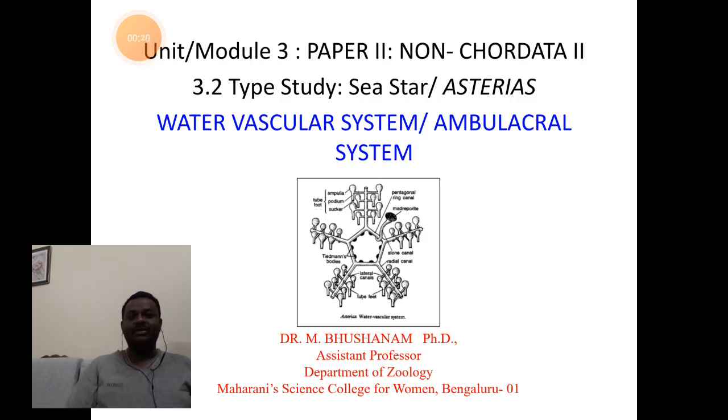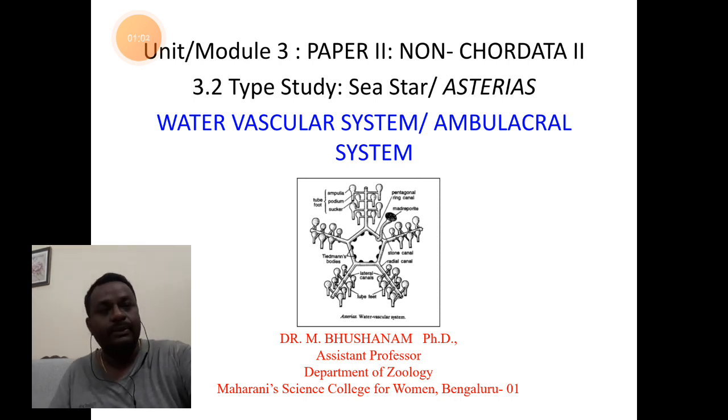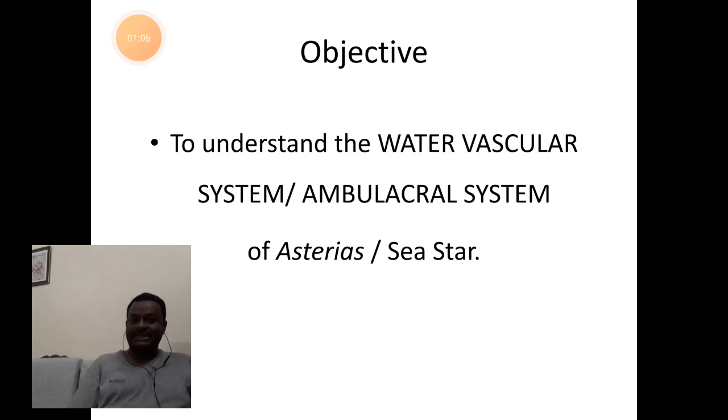In today's session, we shall understand another topic related to your syllabus, that is Non-Chordata 2, Unit 3, and 3.2 subdivision, the type study of Asterias or sea star. In this particular type study animal, we are going to understand the water vascular system or ambulacral system that helps the animal in the process of locomotion predominantly. The objective of this session is to understand the water vascular system and the ambulacral system of Asterias or sea star.